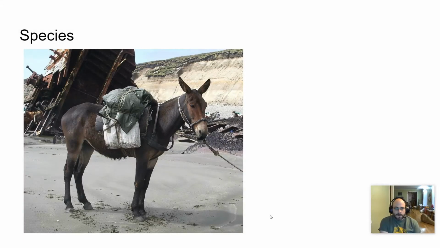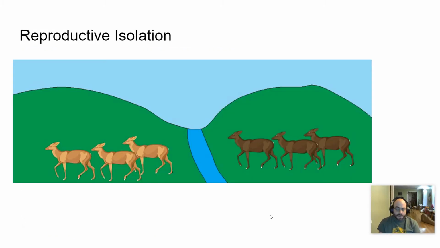fertile offspring. Doesn't mean that they don't occasionally have a baby. It just means that that baby is not fertile. And so that means that they are isolated from one another. There are several mechanisms which can cause this kind of reproductive isolation, which can in turn cause speciation.